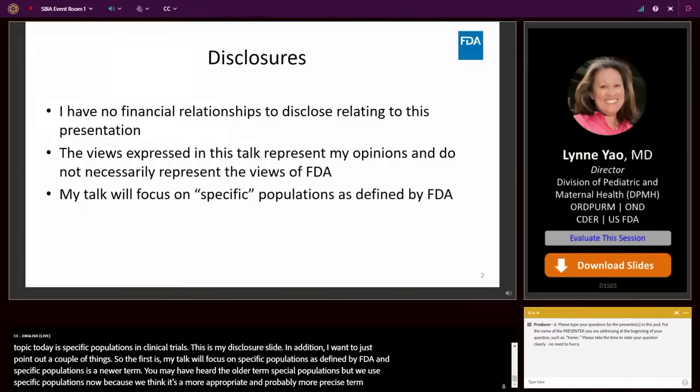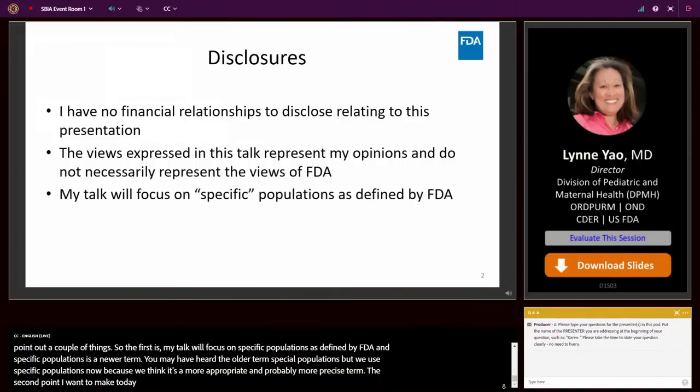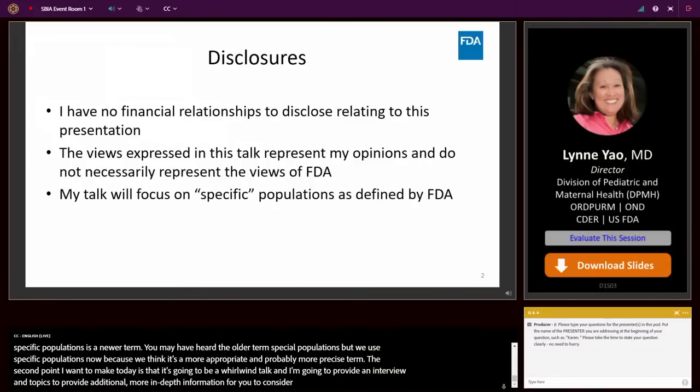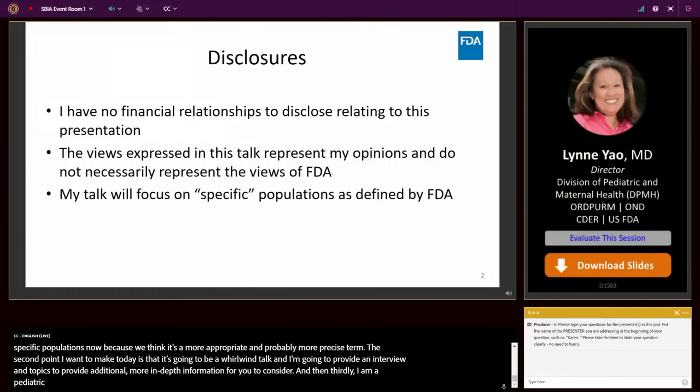The second point I want to make today is that it's going to be a whirlwind talk, and I'm really just going to provide an overview and important guidances that FDA has published recently to provide additional, more in-depth information for you to consider. And then thirdly, that I am a pediatric nephrologist, so while my clinical expertise is limited to pediatrics and pediatric nephrology, I'm going to be talking about several specific populations today.